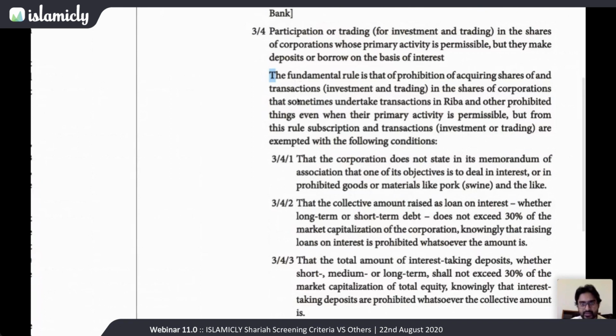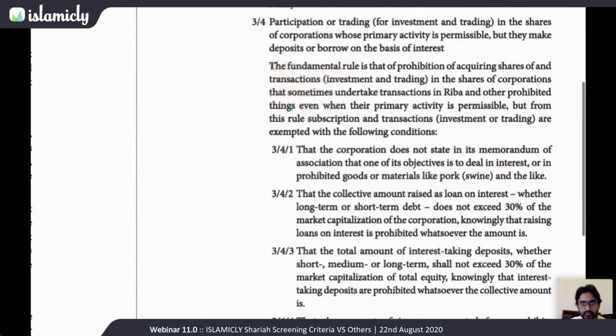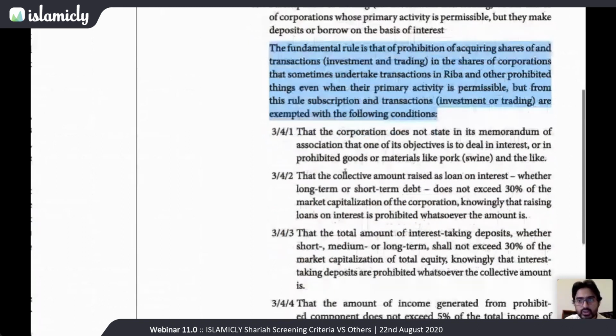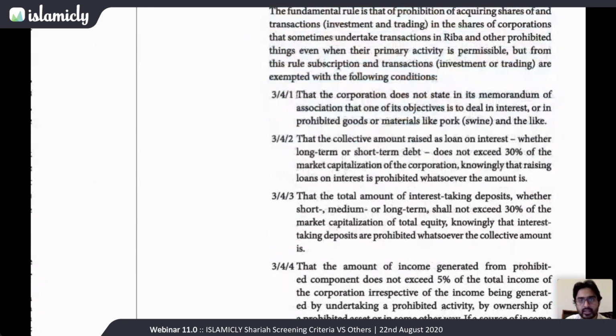So as you see, this paragraph talks about the exclusions, right? So the fundamental rule is that of prohibition of acquiring shares of and transactions, investment and trading, in the shares of corporations that sometimes undertake transactions in riba and other prohibited things, even when their primary activity is permissible. But from this rule, subscription and transaction are exempted with the following conditions. So this lists what are the exclusions from the EOFI perspective. The first thing is that the corporation does not state in its memorandum of association that one of its objectives is to deal in interest or in prohibited goods or materials like pork and the like.